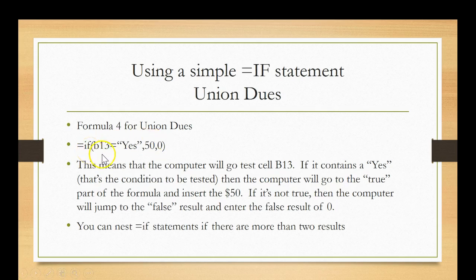Equals if the contents of B13 equals yes, that's the criteria to be tested. If that's true, the computer's going to put $50 as a result. That's the amount of the union dues charge. If it's not true, or if it's false, then the computer will put a 0 in the cell, meaning that 0 union dues will be charged if the employee is not a union member.